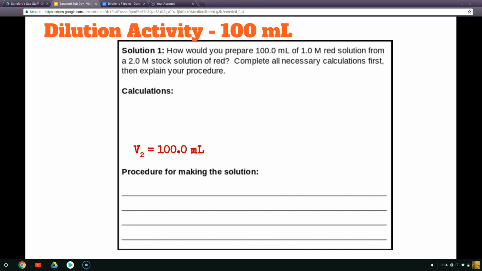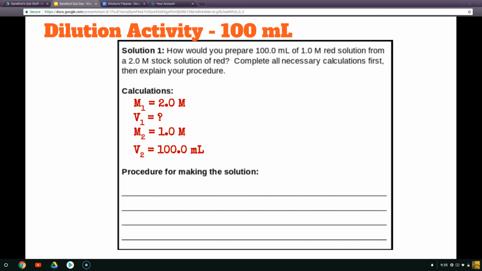So we know that the total volume is going to be 100 milliliters. And we know we want that 100 milliliters to be a 1 molar concentration. And we know we're starting with 2 molar concentration, right? So the stock solution comes before, and then what we're going to dilute it to is the M2 and V2. So what we've got to figure out is how much stock solution to measure out and then dilute.